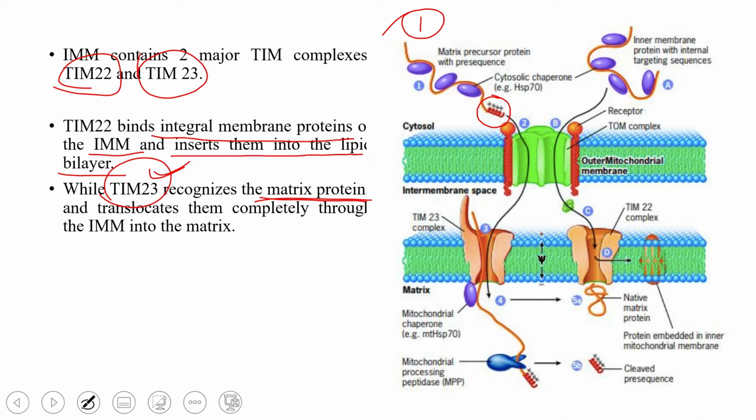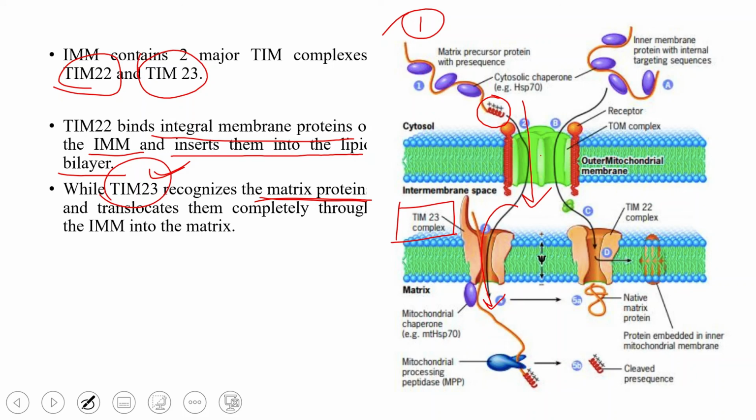Can you see these plus signs here? These denote charged amino acids, positively charged amino acids. So this pre-protein which has to enter the matrix first reaches the mitochondria and crosses the TOM complex. Once it crosses the TOM complex, it is in the intermembrane space. Then it crosses the TIM23 complex. Why TIM23? Because it is a matrix protein, a protein which has to enter into the matrix. Any matrix protein will translocate through the TIM23 complex.